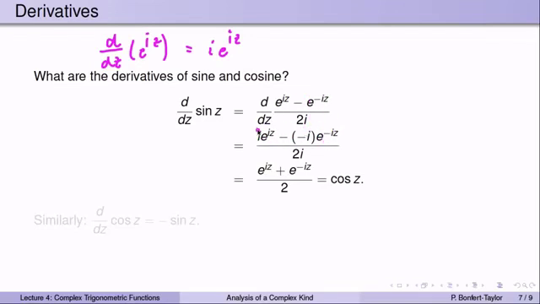When we simplify, we see there's an i here, an i here, an i here. They all cancel out. Minus minus gives me a plus. So I'm left with (e to the iz plus e to the minus iz) over 2, which is cosine z. Just like it was the case for the real valued sine and cosine functions, the derivative of sine is cosine, and similarly, the derivative of cosine is negative sine.